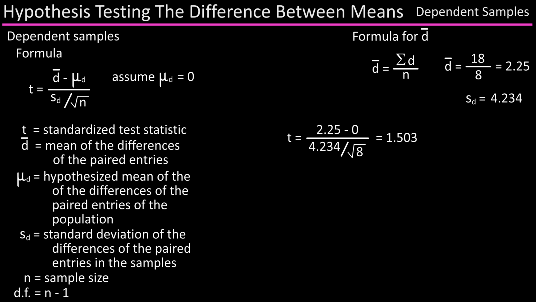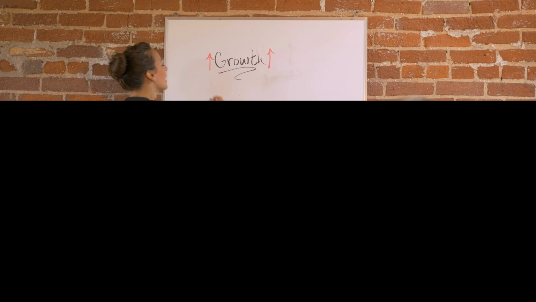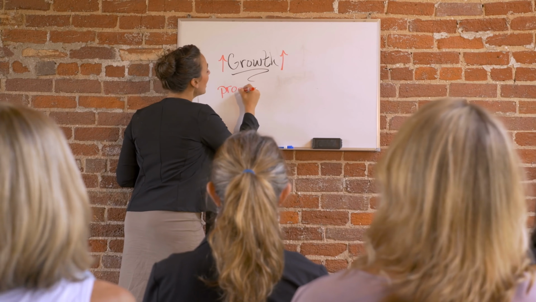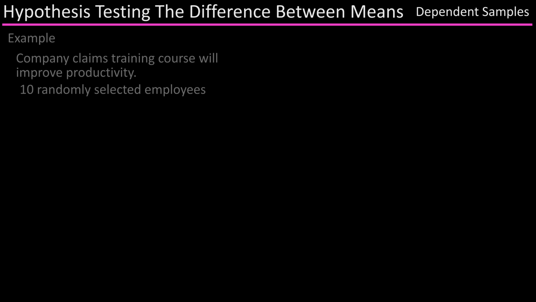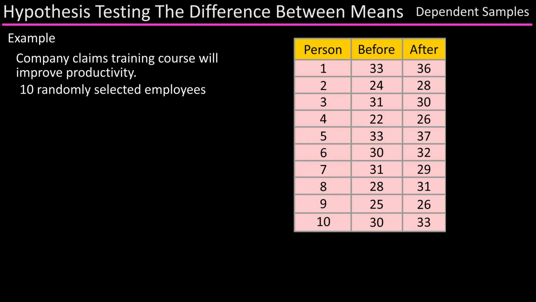Alright, let's go through a full example, step by step. A company claims that they can increase employee productivity by having them take a special training course. 10 randomly selected employees' productivity rates are measured before taking the course and after taking the course. Those rates are shown in this table. Assume the productivity rates are normally distributed.